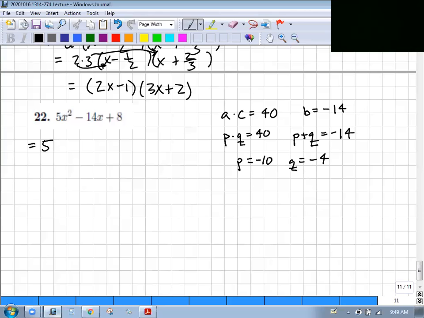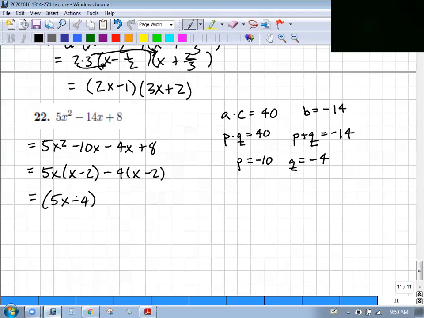So if we rewrite this as a negative 10x and a minus 4x, then we can group. We can pull a 5x out of this. That gives us an x minus 2. And we can pull a 4 out of this, x minus 2, right? Negative 4 times a negative 2 is a positive 8. So since these are both being multiplied by an x minus 2, we have a 5x and a negative 4 both being multiplied by an x minus 2.